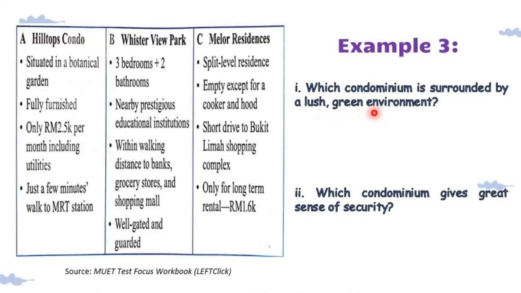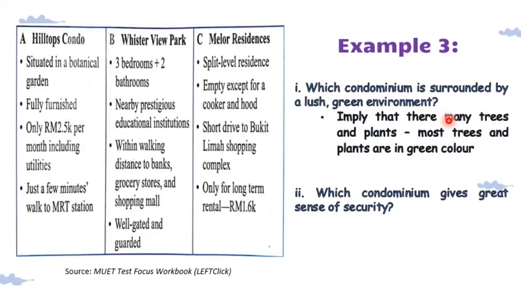What do we know when we see green environment? Trees and plants. Yeah, the place is surrounded by trees and plants, and we know that most trees and plants are green in color. So are there any words or phrases that may have a similar meaning to trees and plants? Here, situated in a botanical garden. Some of you may not understand botanical, but if you look at the word garden, we can associate garden with flowers, plants, small trees. Botanical refers to flowers and plants, trees, small trees.